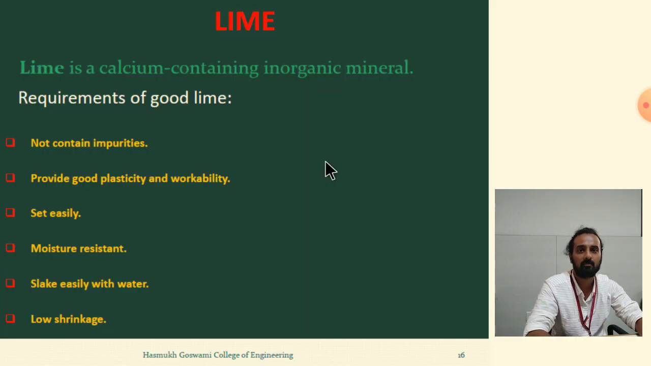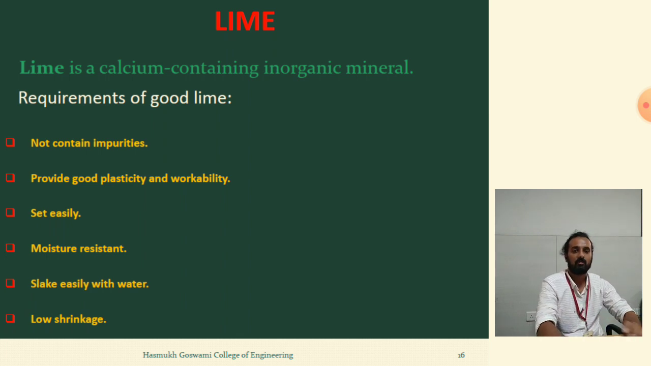Moving forward to the lime. Lime is a product which contains calcium and inorganic materials. Requirements of good lime: it should not contain impurities, provide good plasticity and workability, it should set easily, be moisture resistant, slake easily with water, and it should have a low shrinkage value.